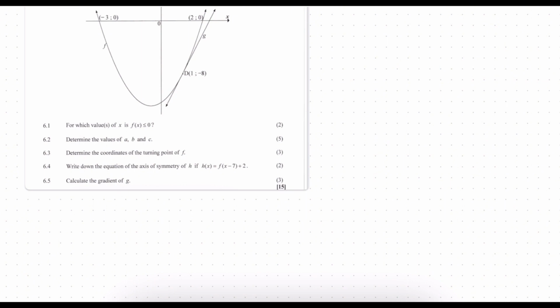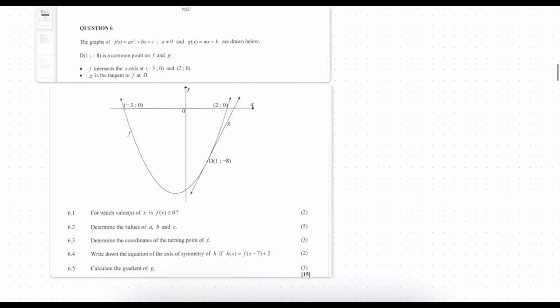Okay. Now they're saying write down the axis of symmetry of h. Interesting. What are they saying? If h is this, write down the axis of symmetry. What is the axis of symmetry? It's more like they're asking you for the x value of the turning point, because this is where your graph is divided into two equivalent parts.